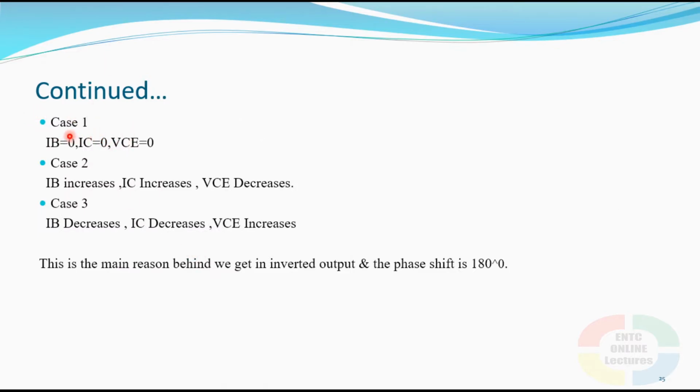This is shown in three cases. First case is IB 0, then IC 0 and VCE 0. In the second case, IB increases, IC increases and VCE decreases. And in the third case, IB decreases, IC decreases and VCE increases. This is the main reason we get an inverted output, and the phase shift between input and output is 180 degrees.